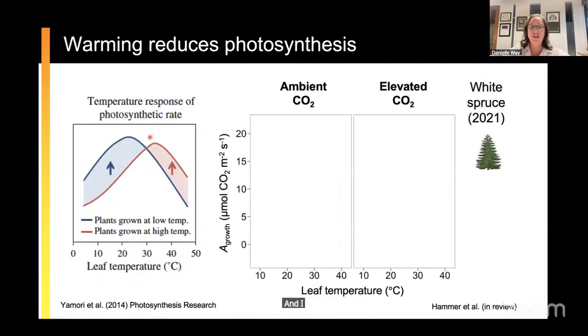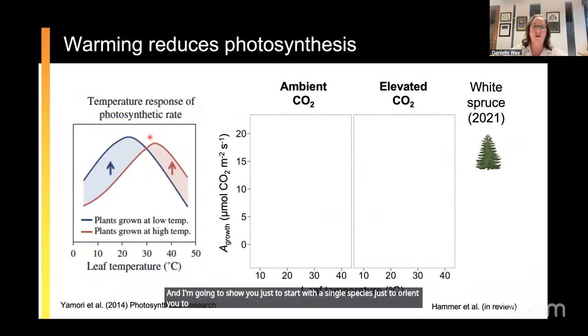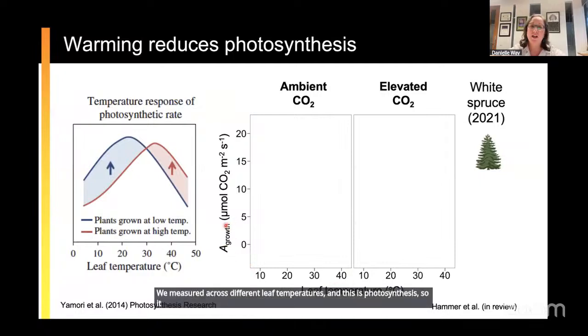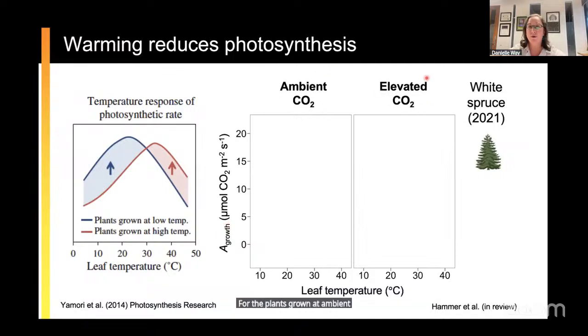And I'm going to show you, just to start with, a single species just to orient you to the measurements that we're going to be looking at. So this is for white spruce grown in one of the replicate years of the experiment. We measured across different leaf temperatures, and this is photosynthesis, so it's assimilation, measured actually at the growth CO2 for the plants grown at ambient CO2 and grown at elevated CO2.